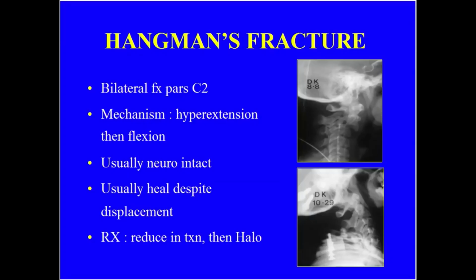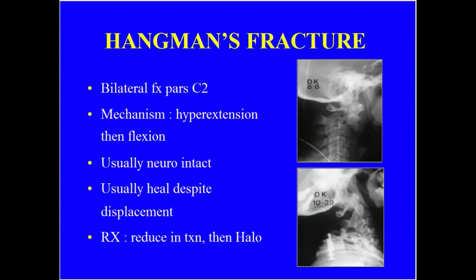Another fracture that you'll see is a hangman's fracture, which I guess is politically incorrect nowadays. Traumatic spondylolisthesis of C2, I guess, is the preferred term. It is a bilateral fracture of the pars of C2. The mechanism is a hyperextension injury, which fractures the pars, and then followed by a flexion force, which is a fairly common coupled force that you see in motor vehicle accidents.